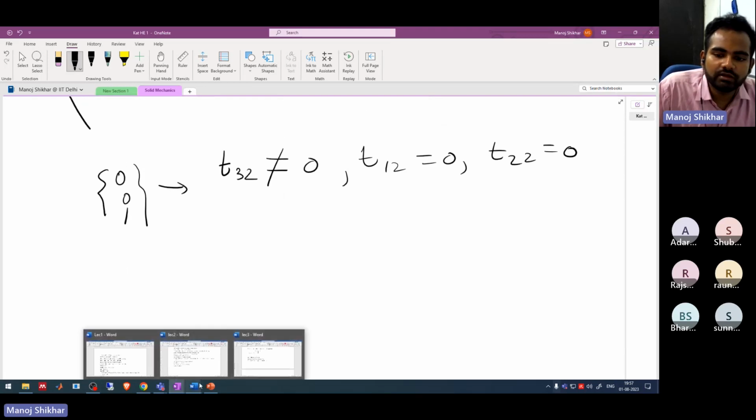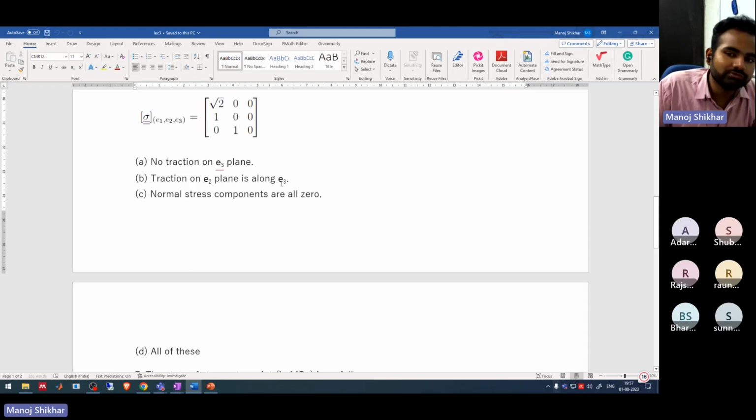Let's see if that option is there. So traction on plane E2 is along E3. True. So the part A and B are true.